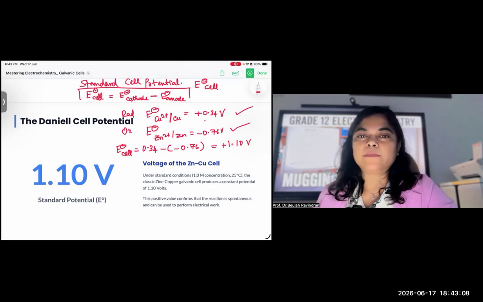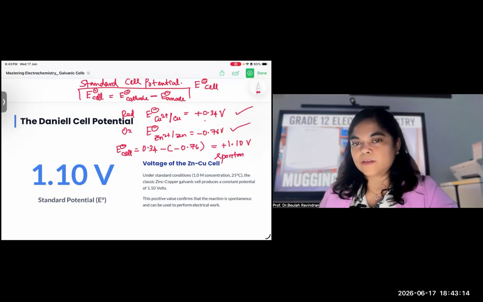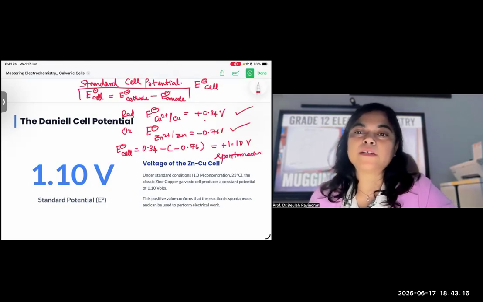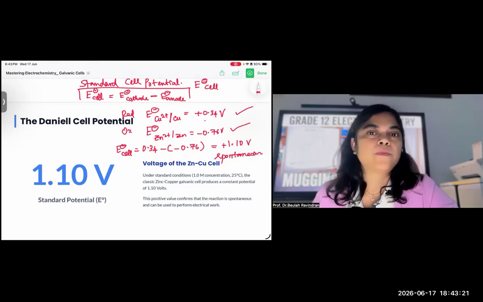A positive E cell means the reaction is spontaneous. If the E cell is positive, the reaction is spontaneous and will successfully generate a current of 1.10 volt. This is very, very important, and that is how chemical energy is converted cleanly into electrical power.